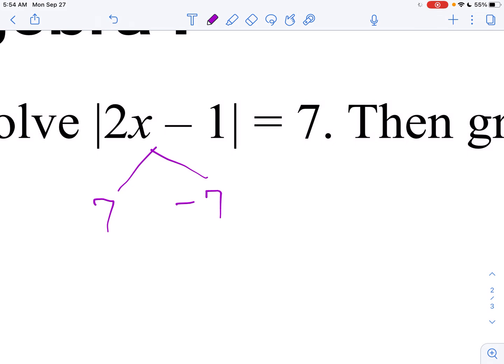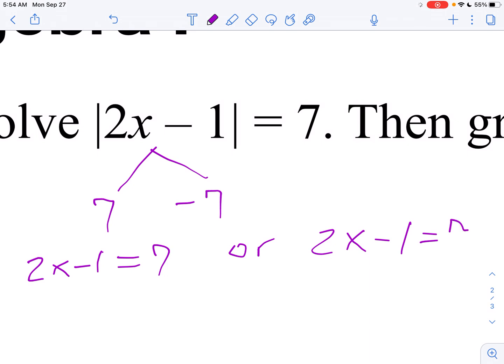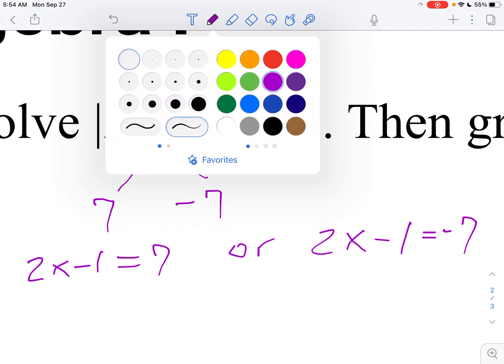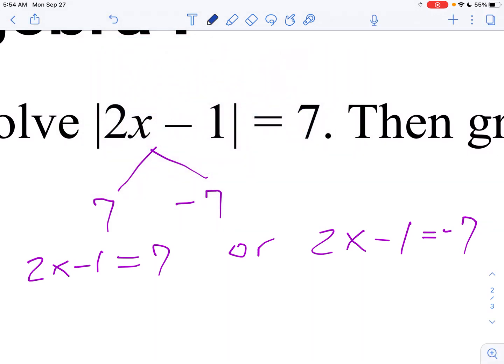We never change what's inside the absolute value, so I make two cases. Case 1, 2x minus 1 equals 7, or case 2, 2x minus 1 equals the opposite of 7, or negative 7. Now we solve that equation twice. First we do 2x minus 1 equals 7. So the opposite of subtracting 1, we're going to add 1.